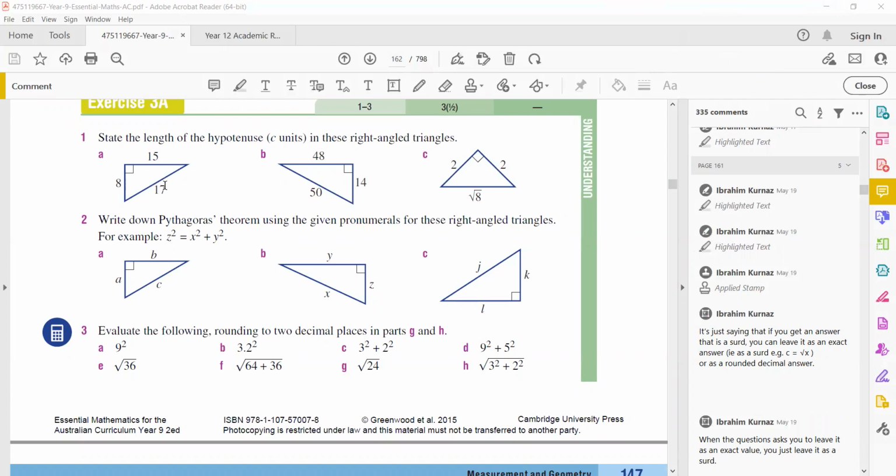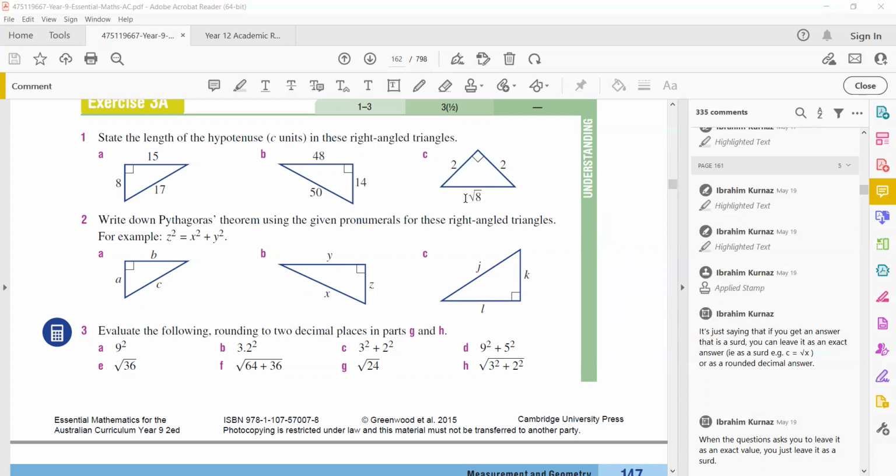Now 15, 18, 17. State the length of the hypotenuse, C units, in right angle triangles. Right? Yeah. That is C, the hypotenuse. This one, C units. This one 50, this one 70, and root 8. Is it just to calculate the C? Mm-hmm. Okay.